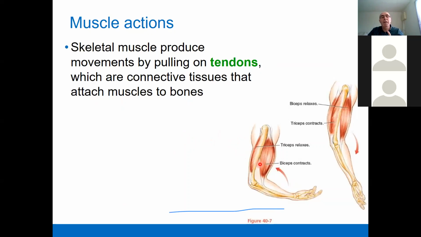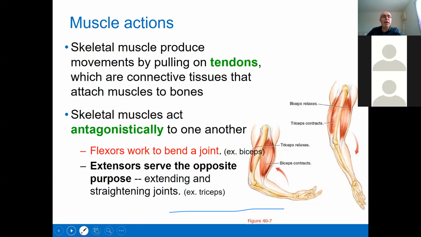Keep in mind, muscles can only pull the tendons, because they can only contract. By contraction they shorten, and then they pull tendons, resulting in movement of the bones in our body.